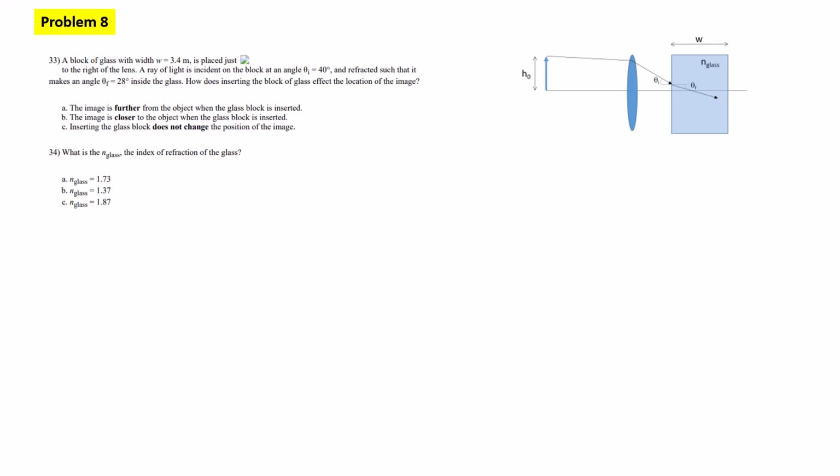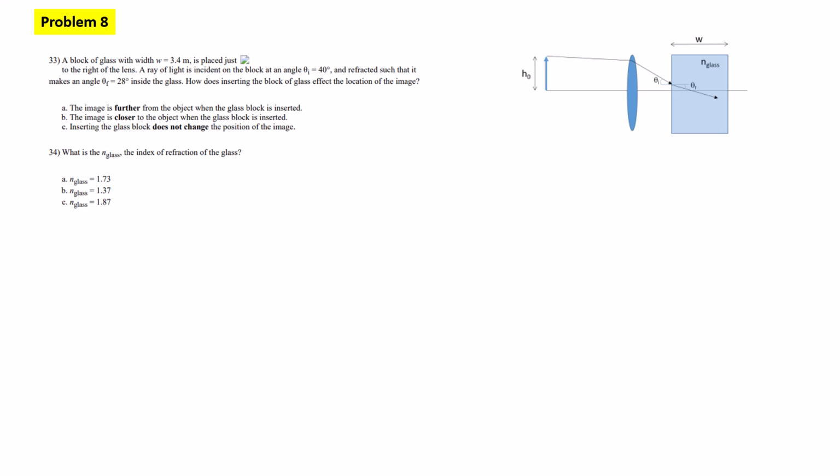Here's the rest of problem 8. It says a block of glass of width 3.4 meters is placed just to the right of the lens. A ray is incident on the block at an angle theta I equals 40 degrees and refracted such that it makes an angle of 28 degrees inside the glass. How does inserting the block of glass affect the location of the image?